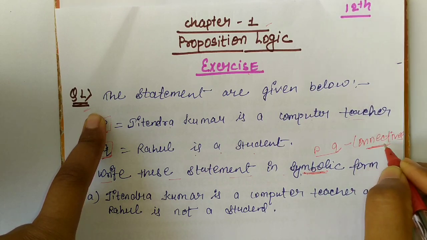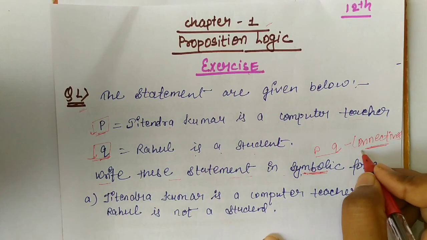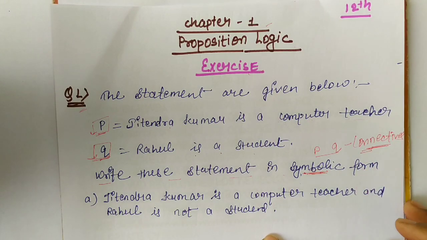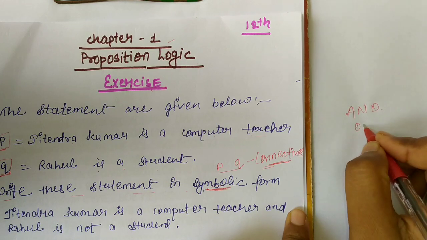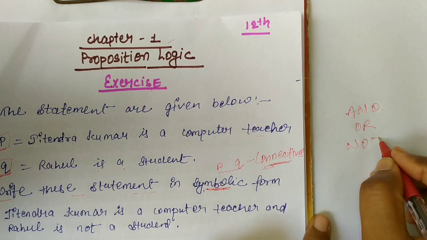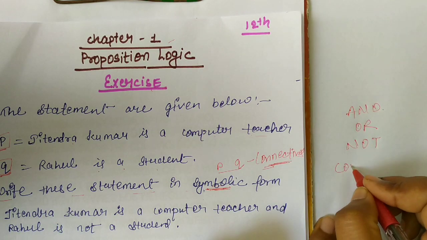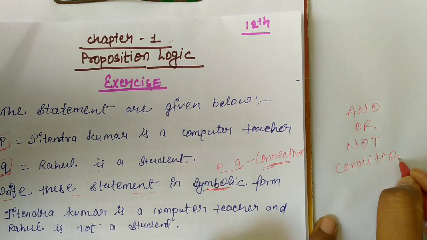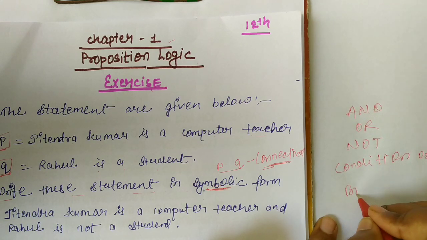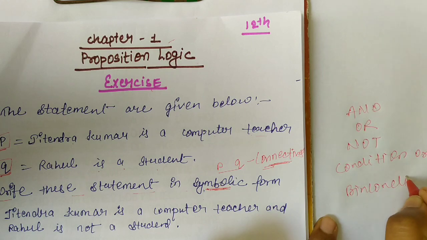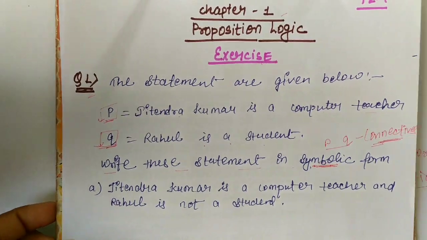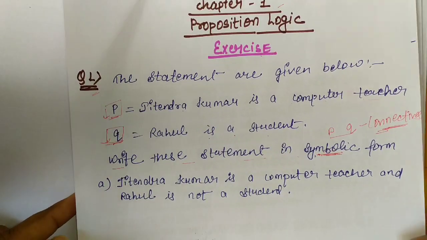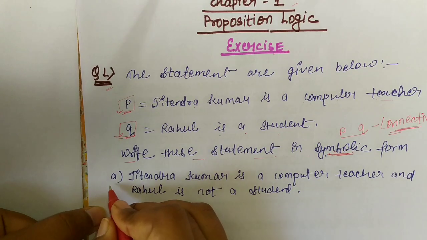What is a connective? In a previous class I already discussed the different types of connectives. The connectives are and, or, not, conditional, or biconditional. These are the connectives of propositional logic. So by using these connectives we can write the symbolic form of a statement.